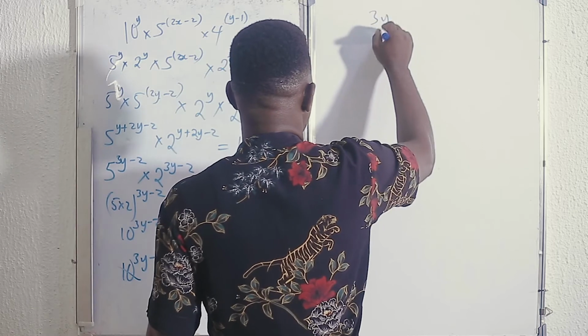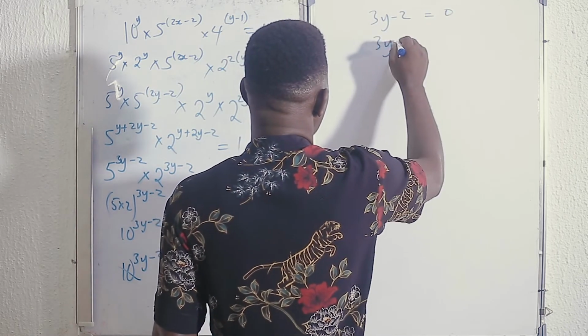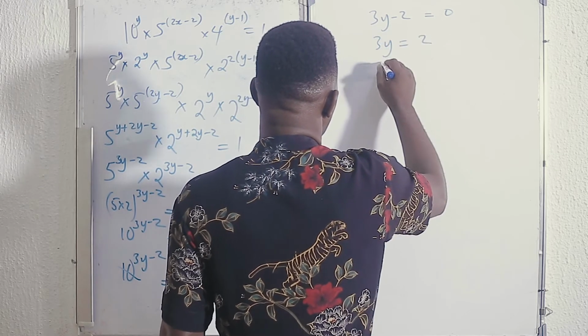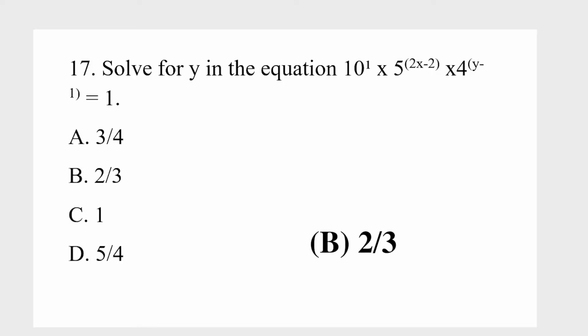So 3y minus 2 is equal to 0. 3y is equal to 2. And y is equal to 2 over 3. So the value of y is 2 over 3. And the correct answer there is B, 2 over 3.